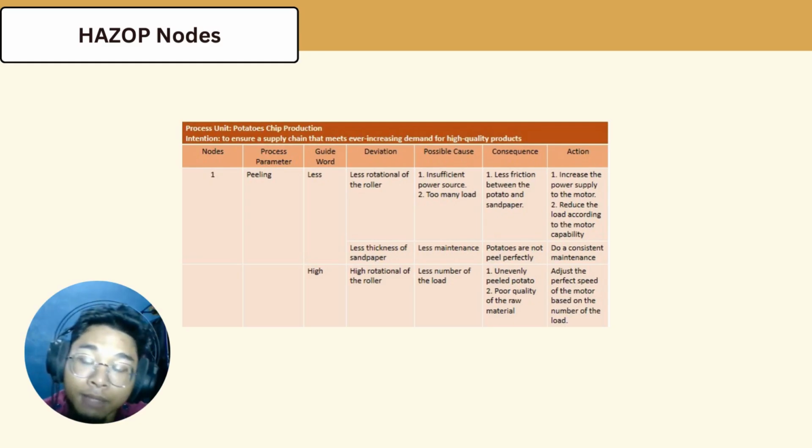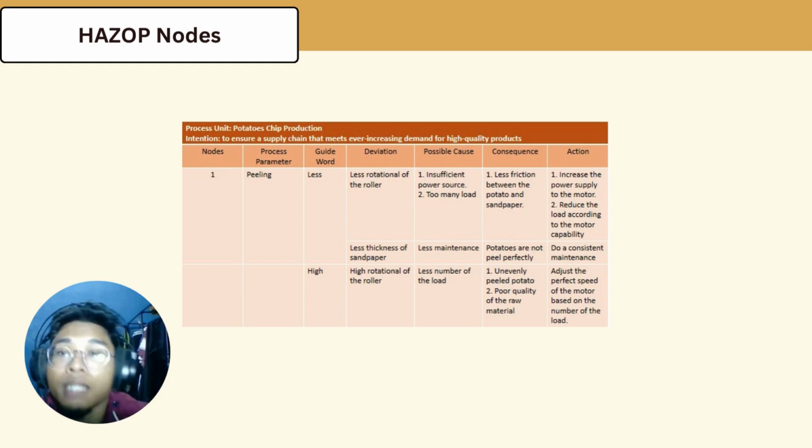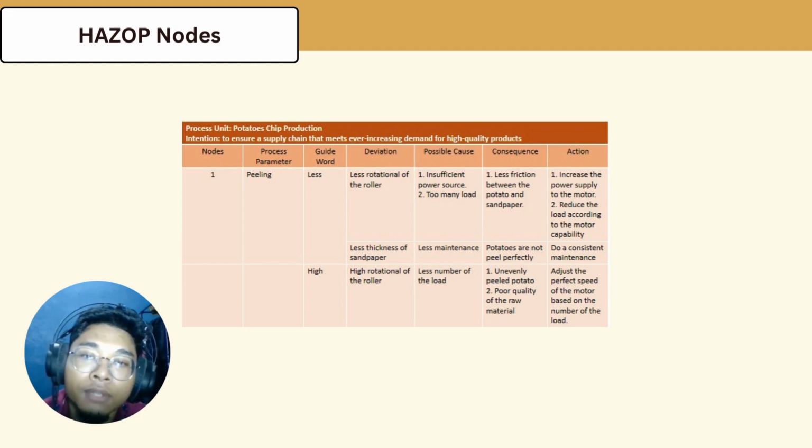Assalamualaikum. My name is Muhammad Aiman bin Zadi Muhammad Yazid and my matrix number is DD210067. For the hazard notes, there are 6 notes that I have stated in the report. The first one is peeling. For the peeling, there are two guide words, which are less and high. And for the less, there are two deviations: the first one is less rotation of the roller, and the second one is less thickness of the sandpaper.